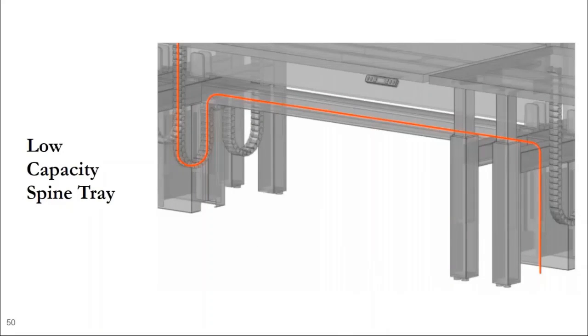If you have the option of a low capacity spine tray, similar to the earlier one, you can bring the cable up through the wire riser, and it runs through the low capacity spine tray up to the E-chain.